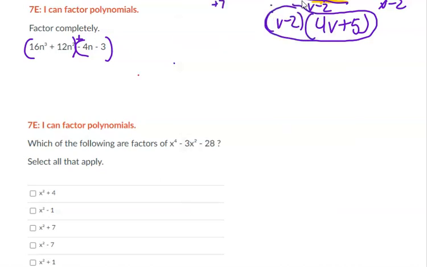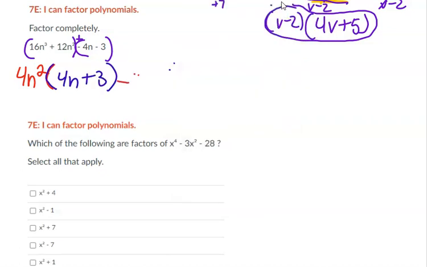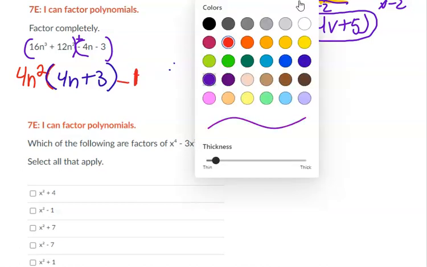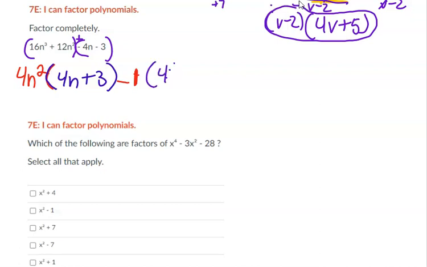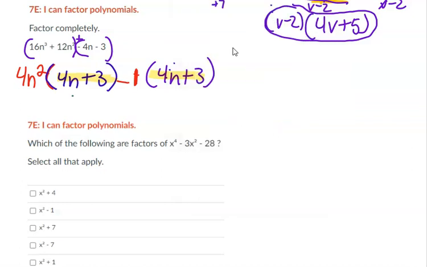Okay, out of these two, it looks like we could take out 4n to the second power. And so we're left with 4n plus 3. Out of the second two, we could take out a negative 1. And then we're left with 4n plus 3. Notice they both have 4n plus 3. That means that you can factor it further.